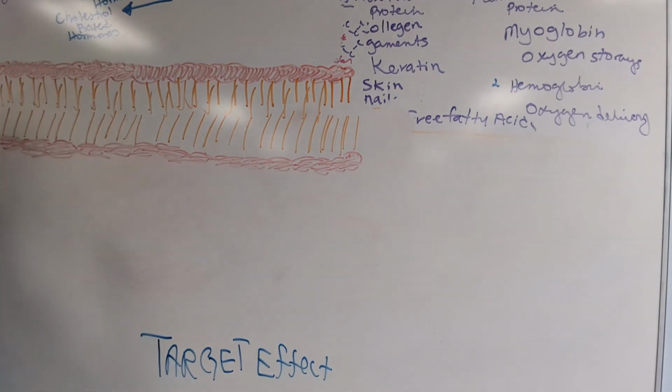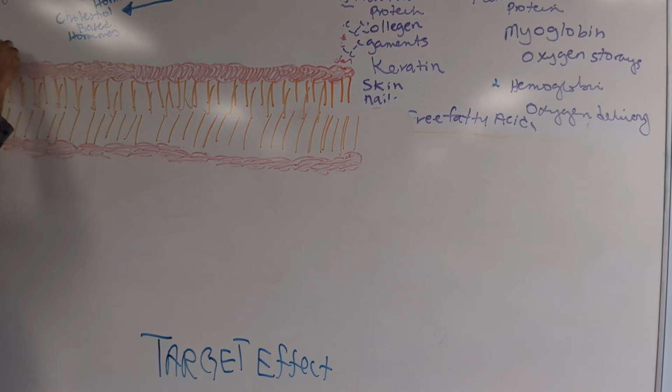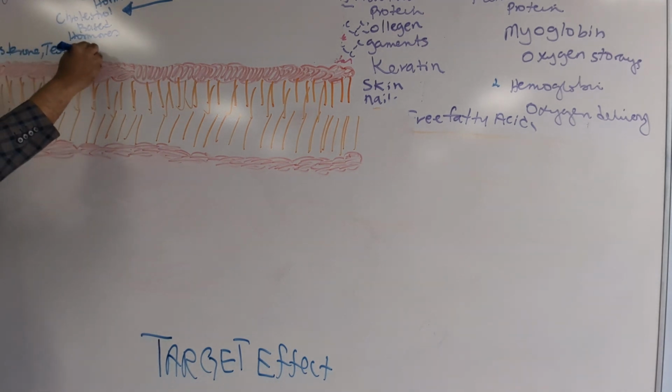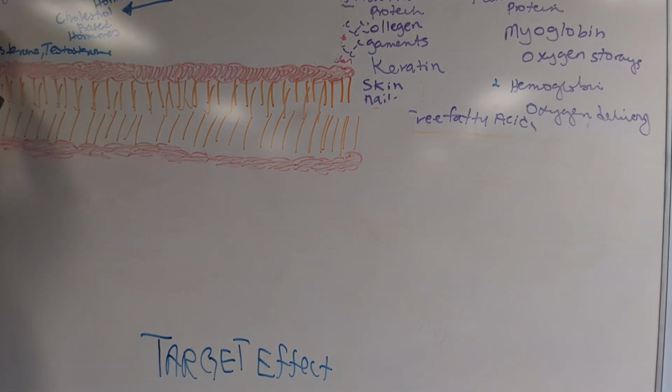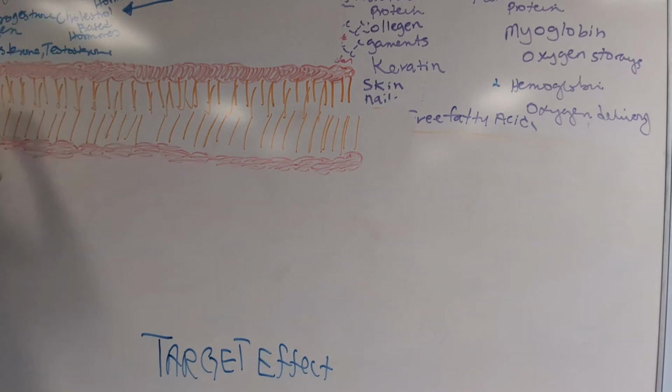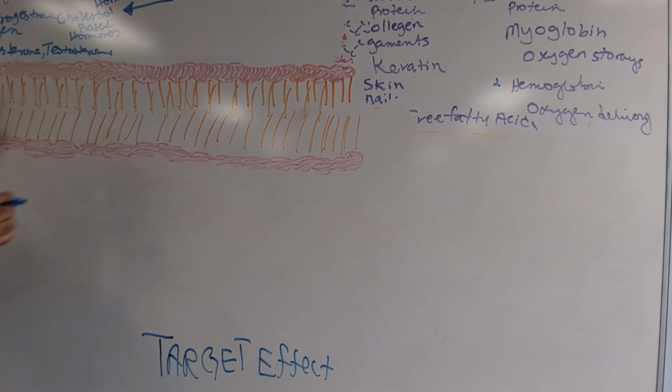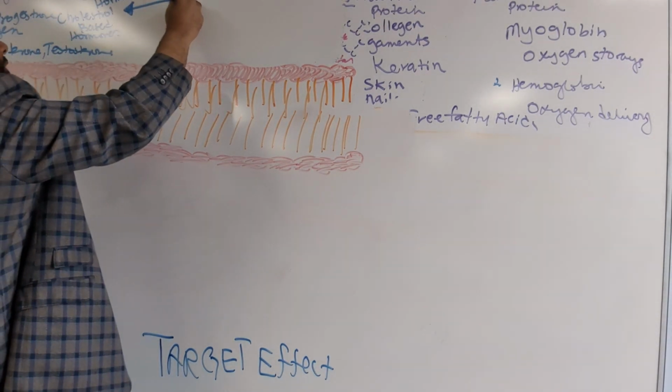The steroid hormones are your aldosterone, your testosterone, your estrogen, your progesterone, and so on and so forth. These hormones are first messengers.